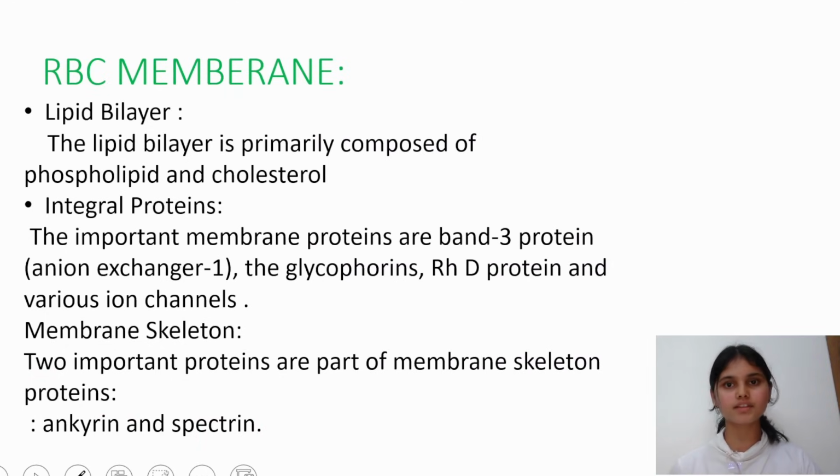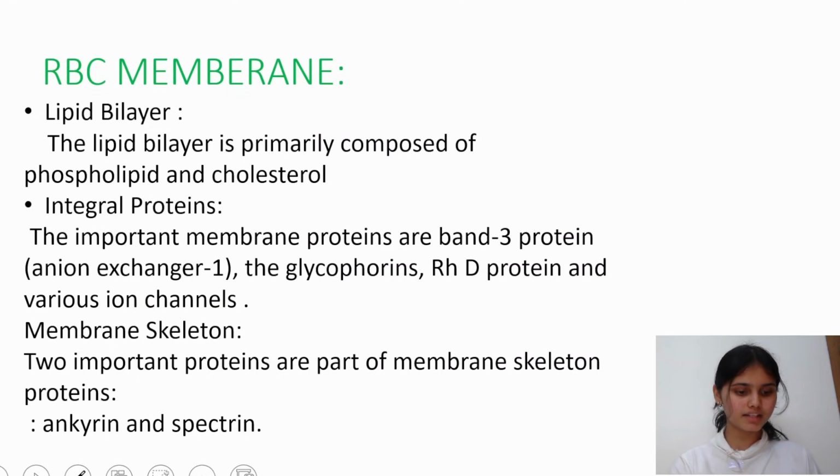Now, if something happens to the ankyrin or the spectrin, it could lead to different shapes of RBC. The ankyrin and spectrin proteins form the membrane skeleton. They are like the skeletal framework for the RBC membrane. The other integral proteins could be band 3 protein, RHD protein, and glycophorins. Band 3 protein is an anion exchanger, which helps in the exchange of anions through the membrane. So you could understand that would be the function of band 3 protein, along with various ion channels.